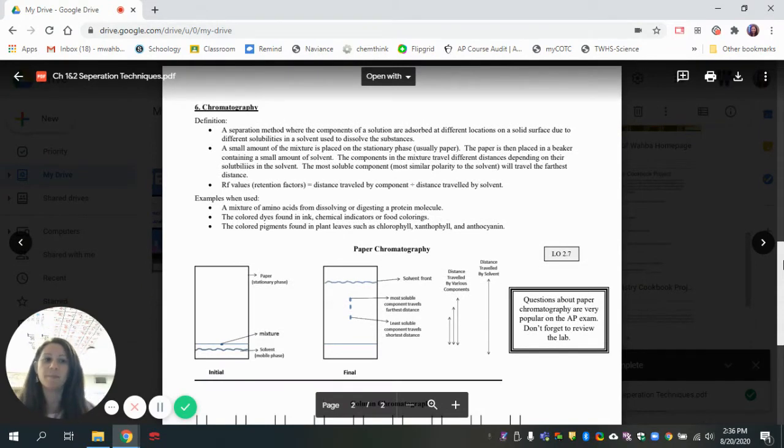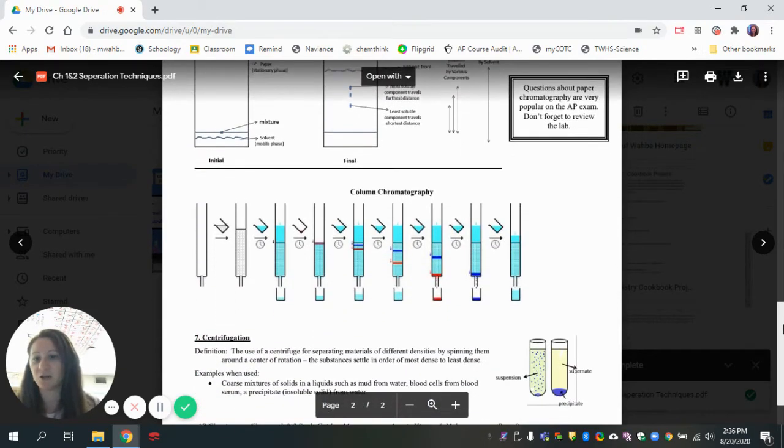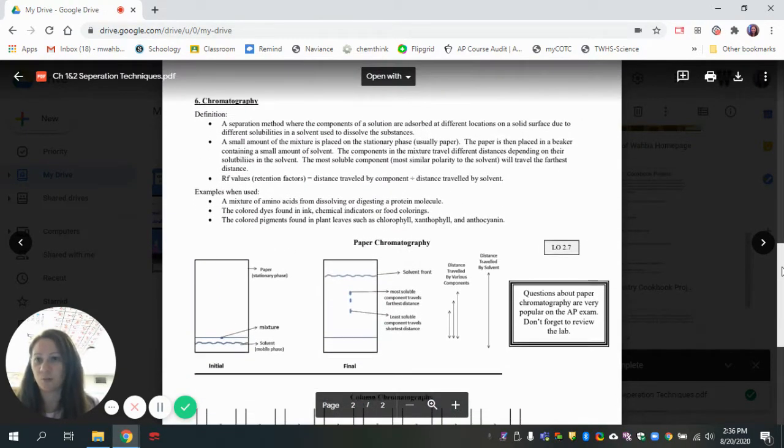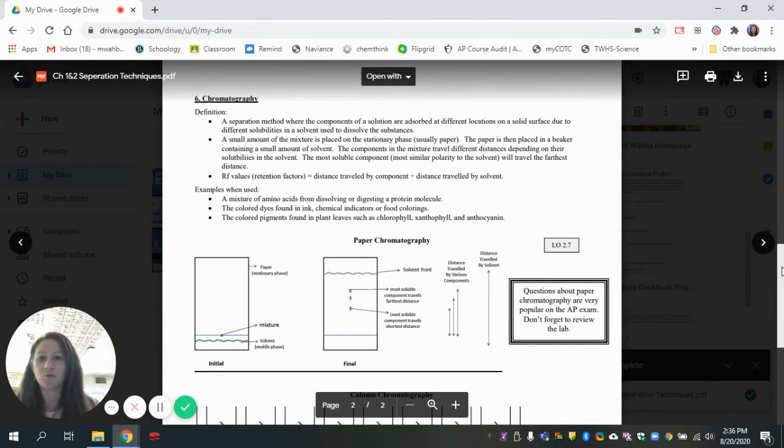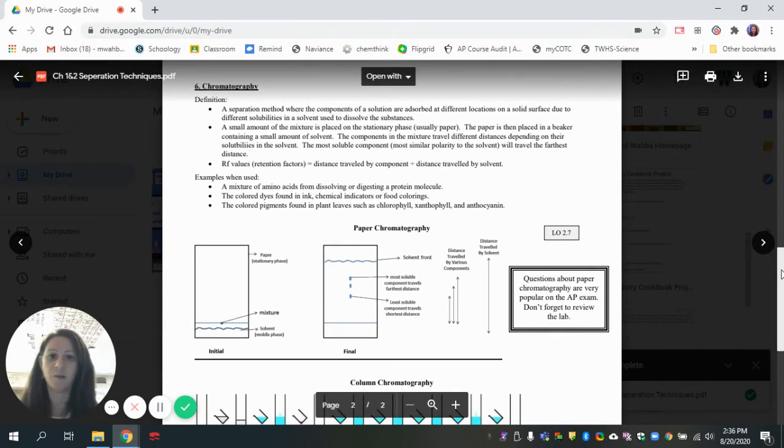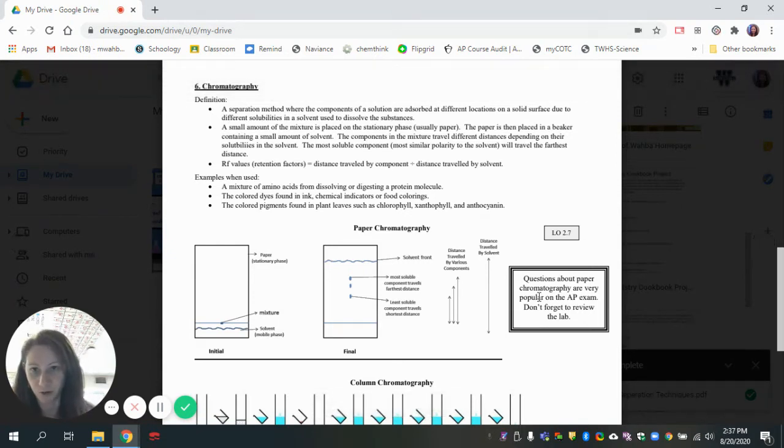The next method is chromatography. And chromatography is a big deal on the AP exam, especially paper chromatography. There's all kinds of different chromatographies. There's gas chromatography, HPLC, column chromatography, paper chromatography. And most of the questions that I have seen are about paper chromatography. And these have been, again, very popular on the AP exam. So we're going to spend a little bit more time on chromatography.